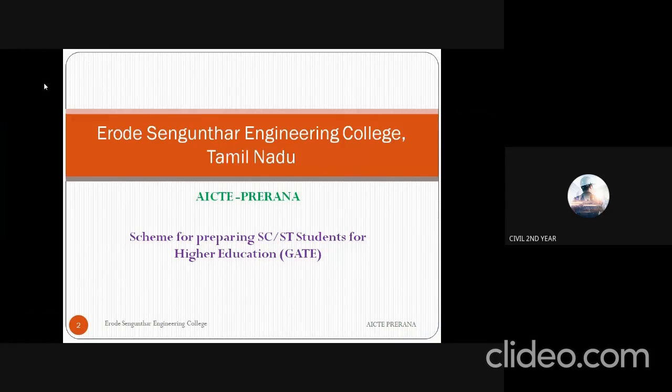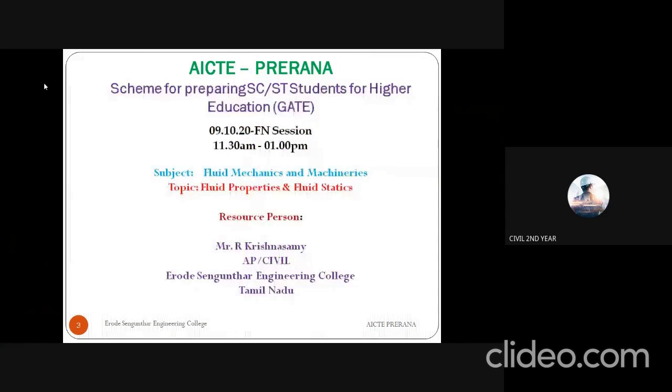Erode Sengunthar Engineering College, Tamil Nadu presents, under the AICTE PRERANA scheme, preparing SC/ST students for higher education, GATE. I am R. Krishnasamy, Assistant Professor, Civil Engineering Department, Erode Sengunthar Engineering College, Tamil Nadu. Today we are going to see the topic of fluid properties and fluid statics in the subject fluid mechanics and machineries.